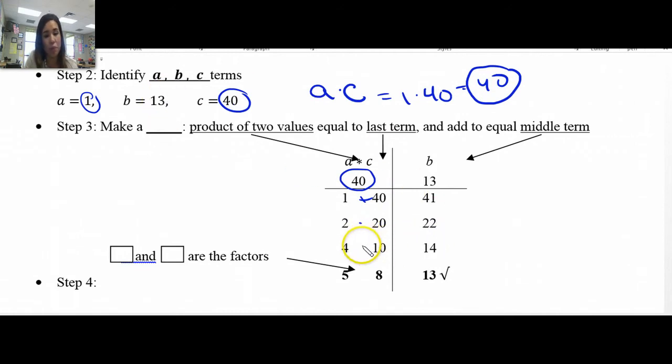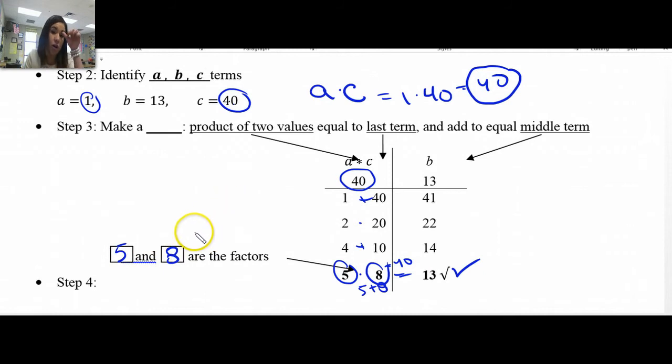So let's try another one. 4 times 10 is 40, so that's another factor of 40. But when I add them, that gives me 14. So I'm close, but not yet. And then I have another one. 5 times 8. 5 times 8 is 40. And 5 plus 8 is 13, that middle term, b, which is what I want. So I have now found two factors of 40 that add to give me the middle term. So we're going to be using 5 and 8.